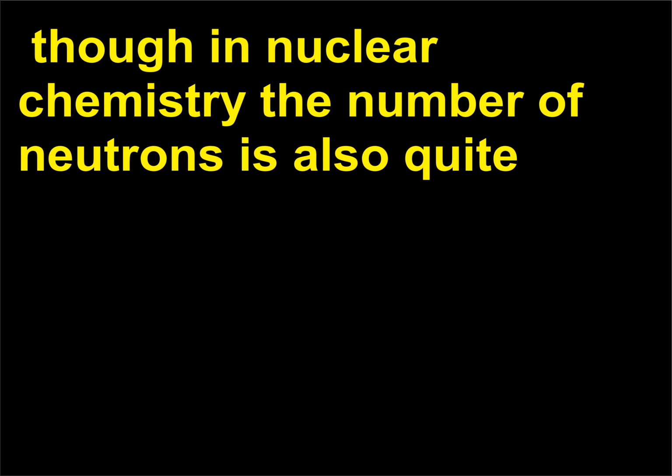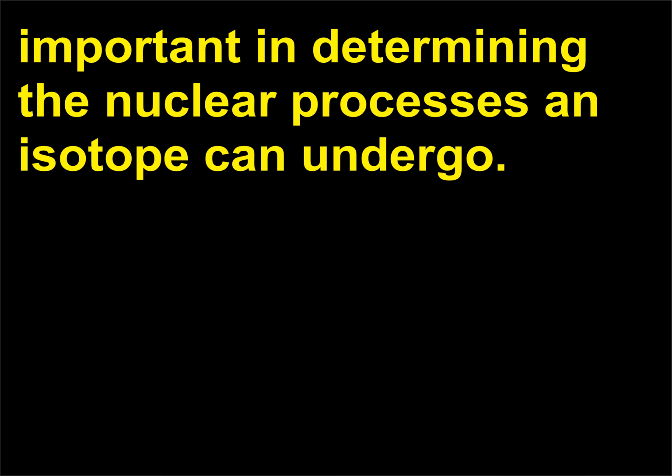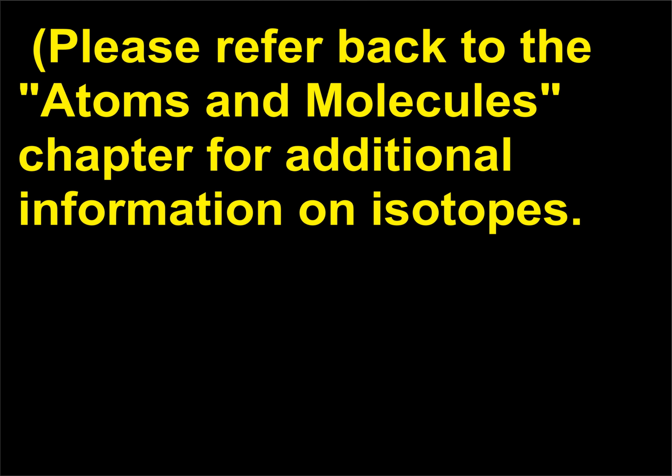Though in nuclear chemistry the number of neutrons is also quite important in determining the nuclear processes an isotope can undergo. Please refer back to the Atoms and Molecules chapter for additional information on isotopes.